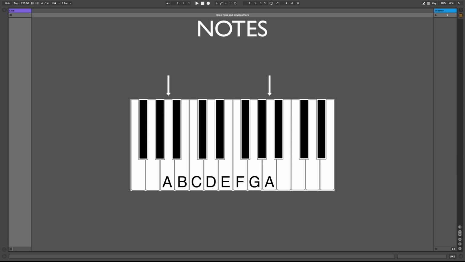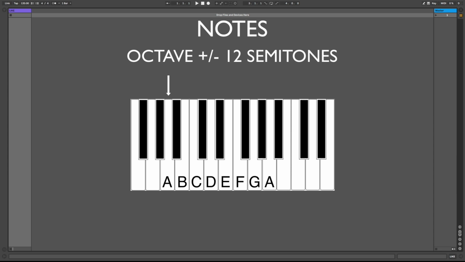The reason why this A has the same note value, but sounds higher in pitch, is because the frequency of this note is exactly double the frequency of the A an octave below. In musical terms, this is also known as an octave apart. So this note is essentially an octave below this one, and vice versa, this one is an octave above this one.